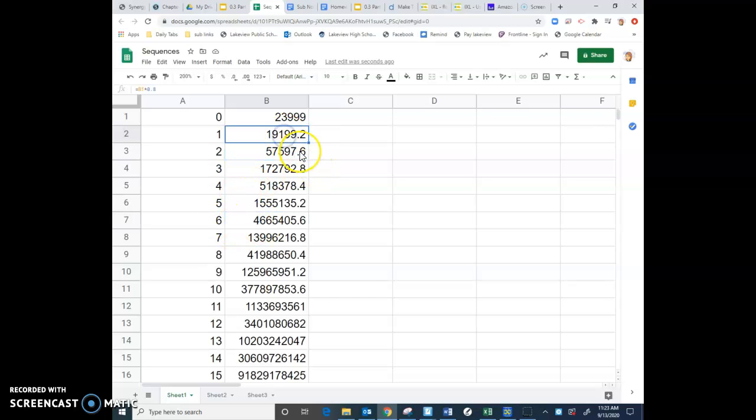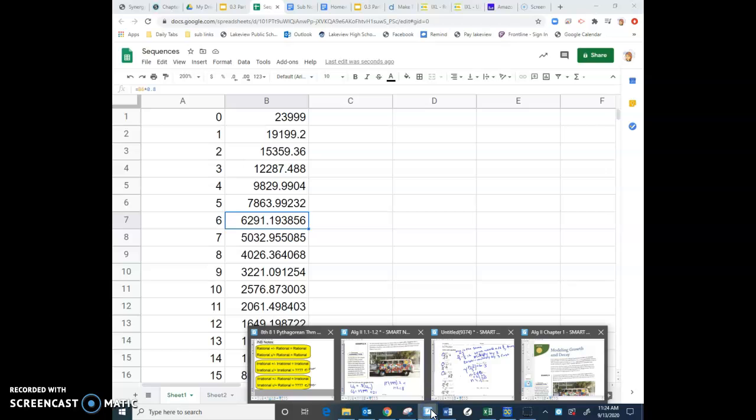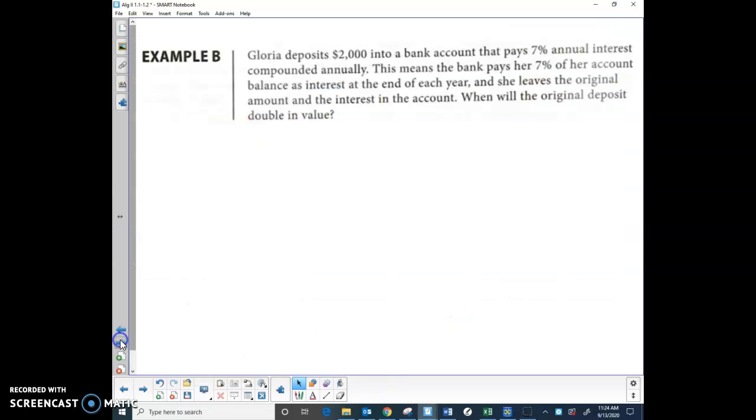That's not right. Oh, we've got to copy that. That's fine. Okay, so copy that down. We go to year 6, and you can see that the value at year 6 is $6,291 and some odd cents. All right, so that's how we use depreciation.